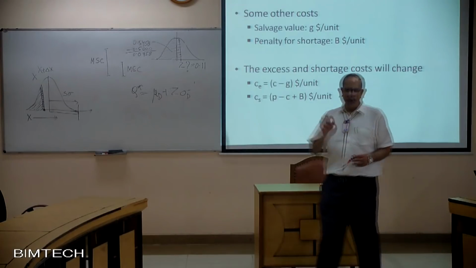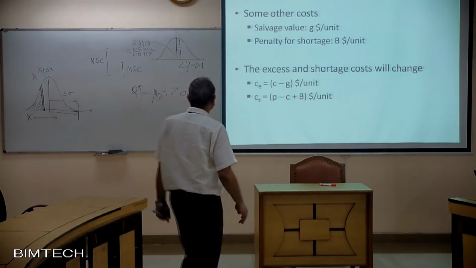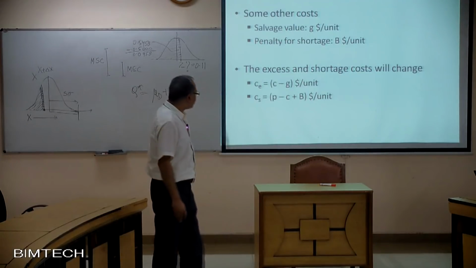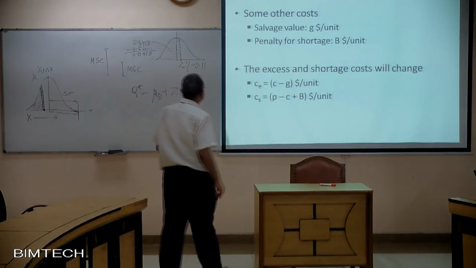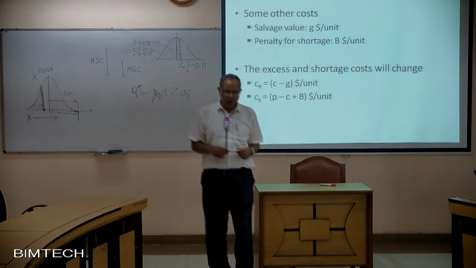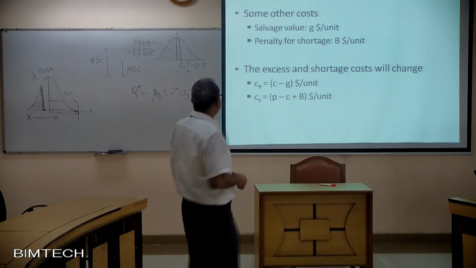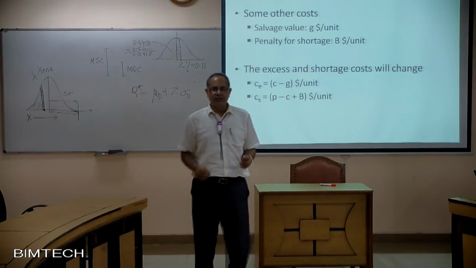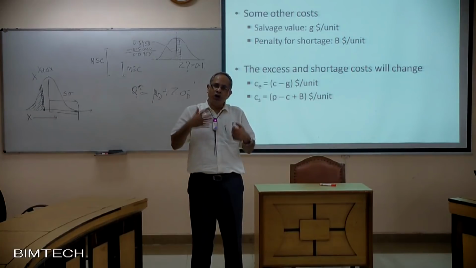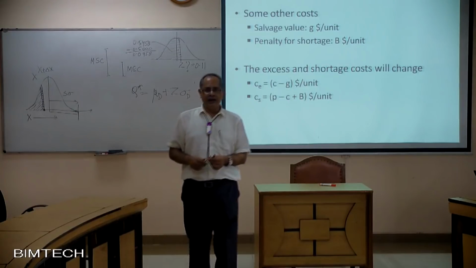Okay, now one final bit to be added to whatever we have just learned. We are going to consider a couple of other costs in addition to the costs that we have already seen. The first is what we call the salvage value, which we are taking symbolically as G dollar per unit. Now what is salvage? Salvage is when you go excess. You go excess means the order quantity has exceeded the demand. You are left with some inventory at the end.